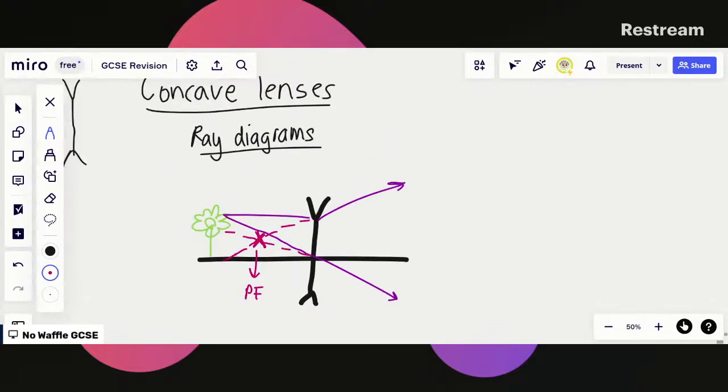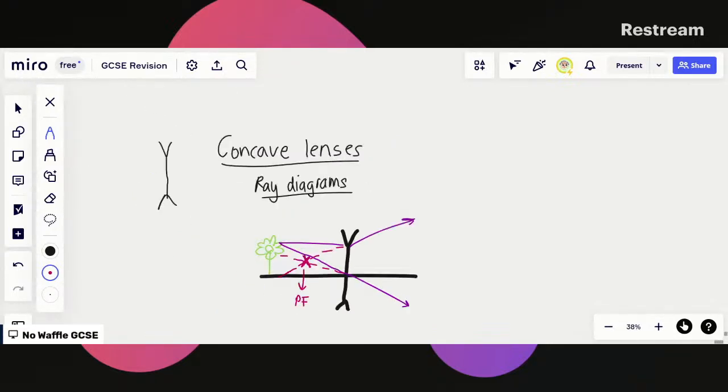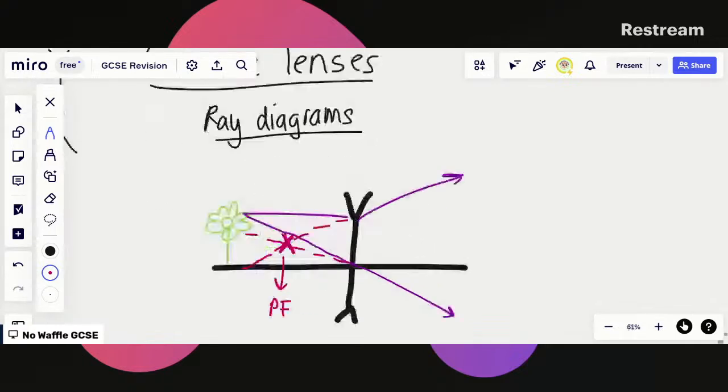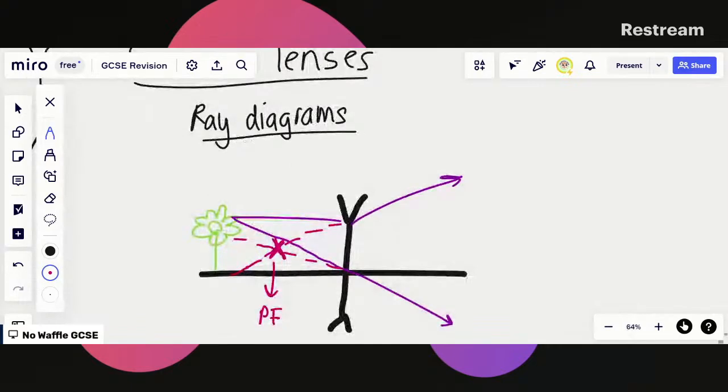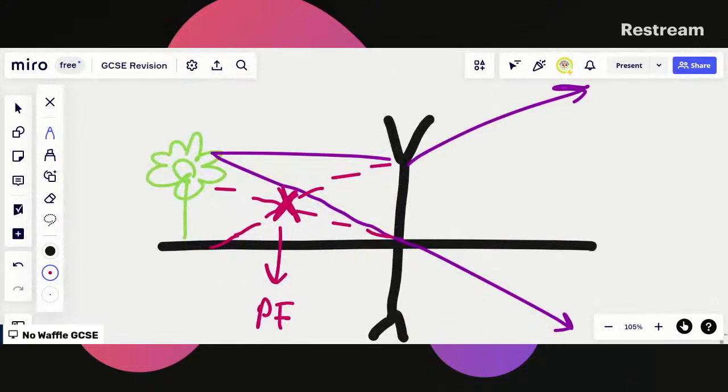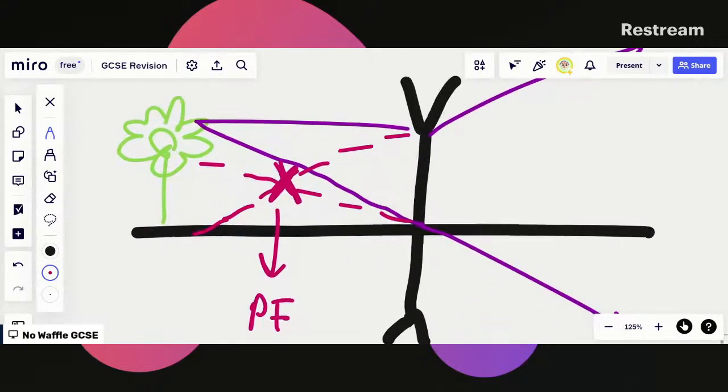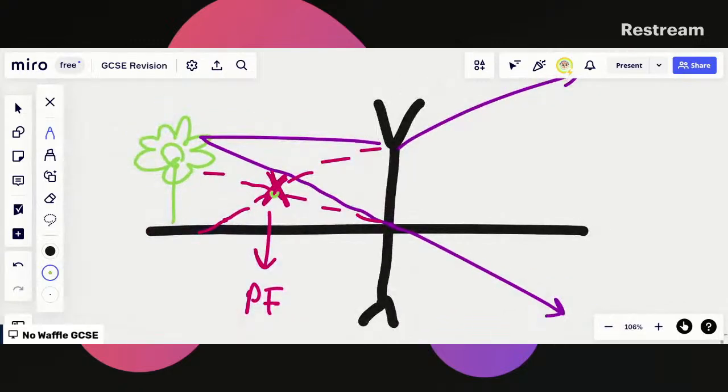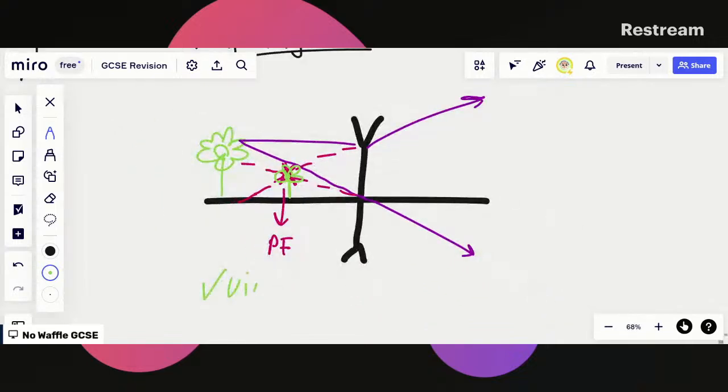Now, as we said, because these are dotted lines, concave lenses always produce a virtual image, whereas convex lenses can produce real images unless the object is less than one focal length away. And again, here you can see that the image will also be the right way up, because this will be the top of the flower, and then that will be the bottom. So not only is this image always virtual, but the image will always be upright, so the right side up.